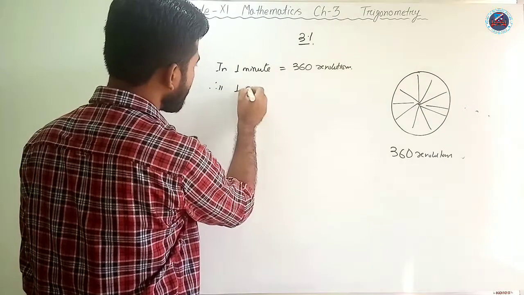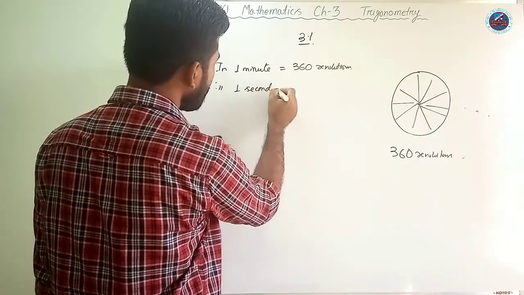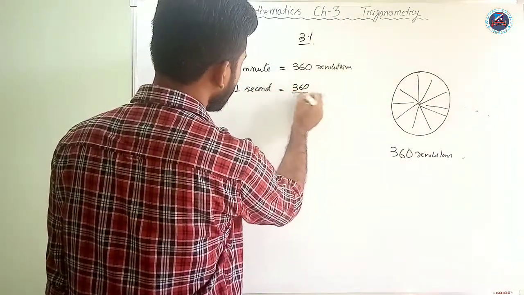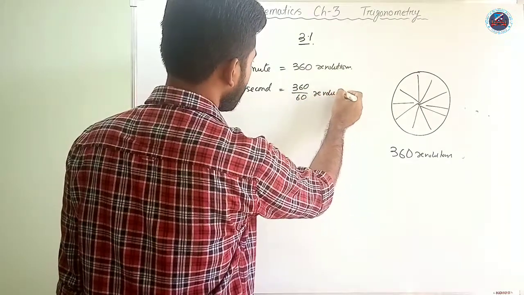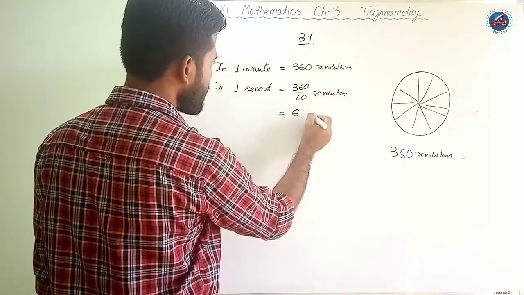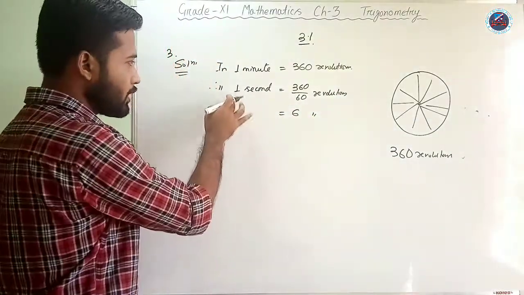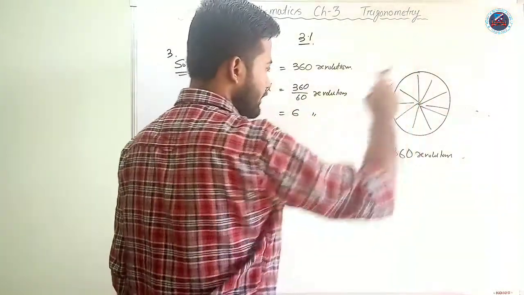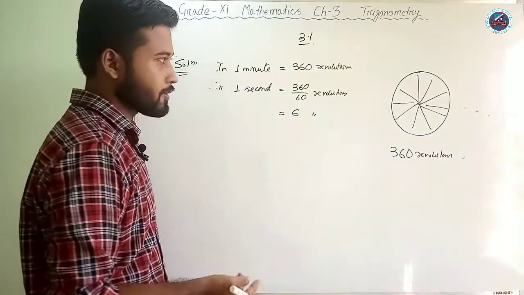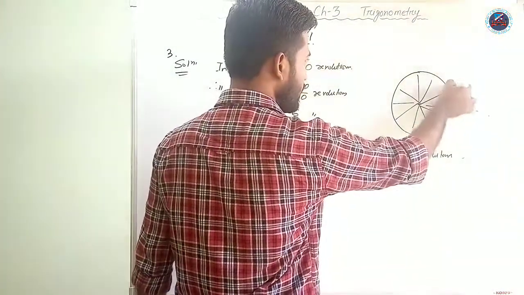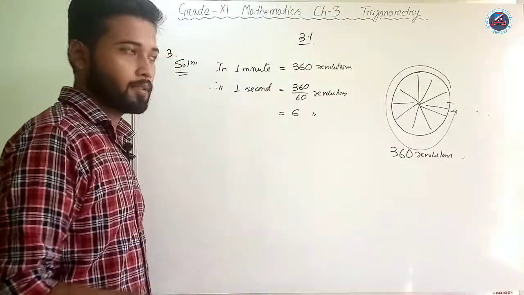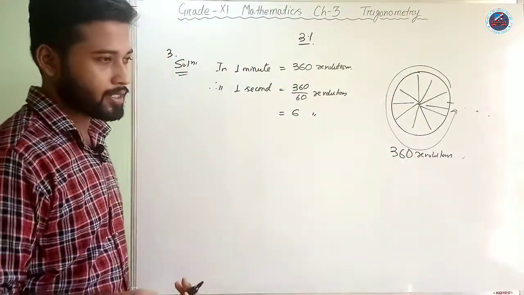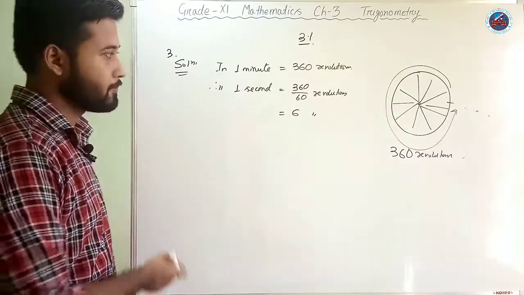Therefore, in 1 second, we have 360 divided by 60 revolutions, and that will be equal to 6 revolutions. So in 1 second the wheel is turning how many revolutions? 6 times. That means from this point to this point it is moving 6 times in just 1 second. That means it is moving really fast.